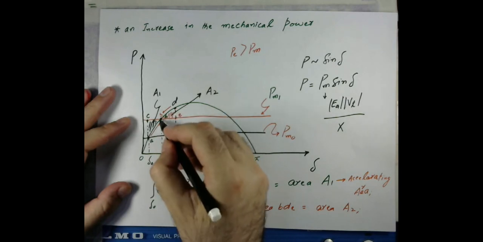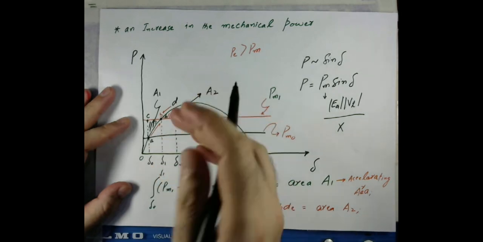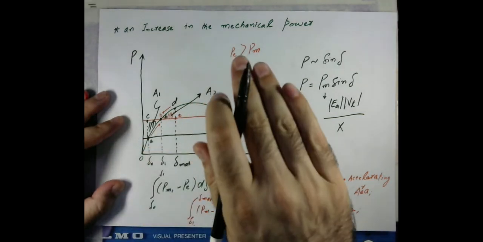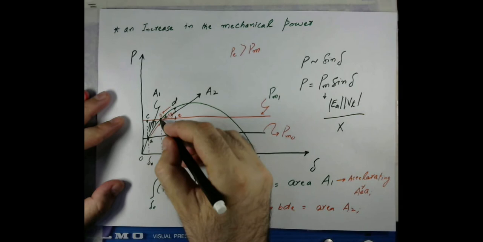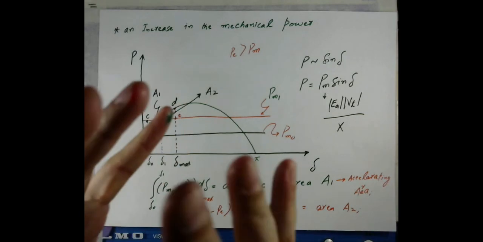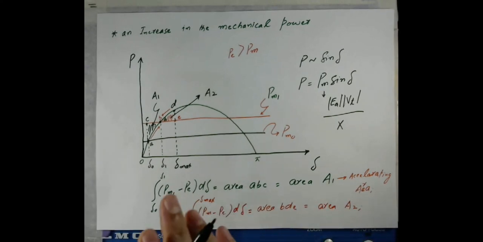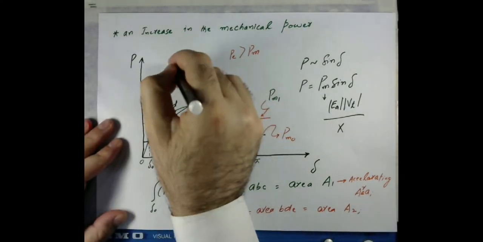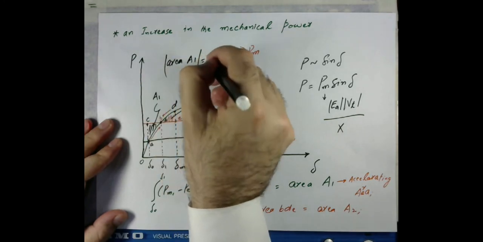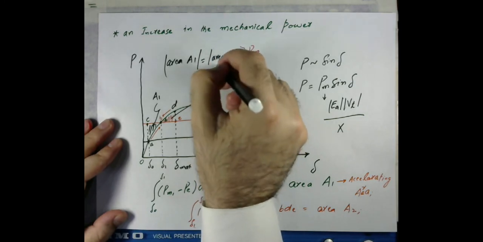So as long as the machine swings across point B, it will gain kinetic energy during acceleration, and it will give up that energy during deceleration. So the machine will swing across point B, gaining energy during the acceleration, giving up the energy during deceleration. So as long as these two areas are equal, according to the equal area criteria, we will have area A1 equals area A2.